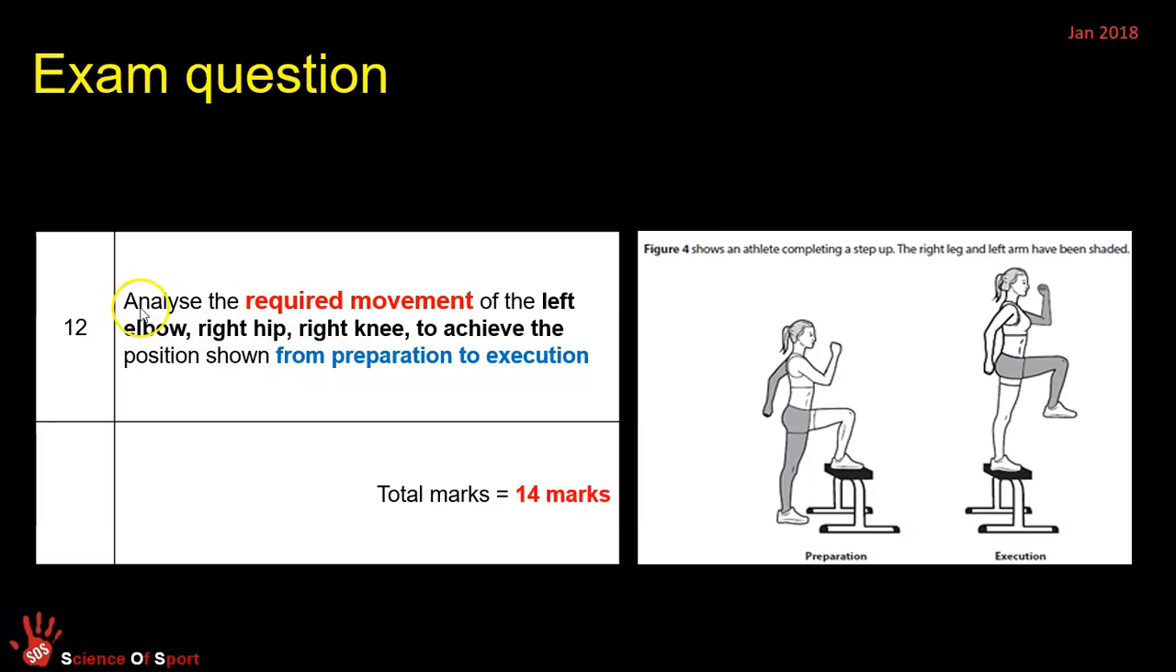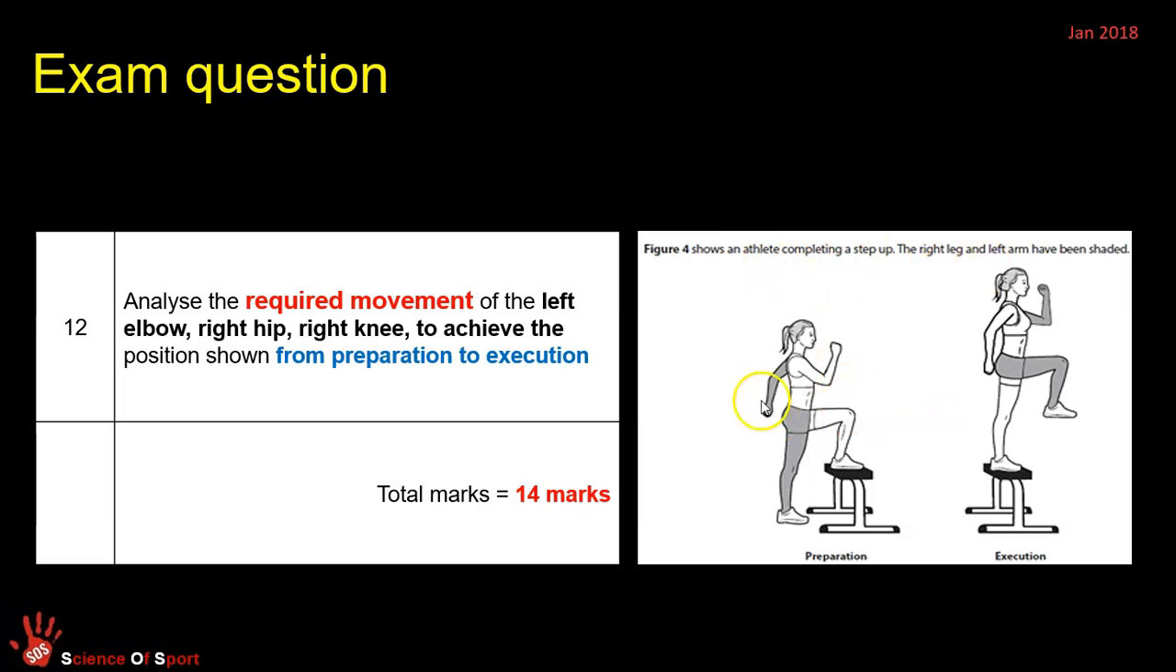Next, we're going to recognise the phrasing. We know it wants skeletal and muscular system because it says analyse the required movement. Now, movement requires muscular action. So this is the phrase for question 12, always the same. Similar to question 11, it asks you about 3 joints or 3 body sections, and it also asks you to explain or analyse what's going on, what movement is occurring, or how we move from a position into another. So prep to execution is common.